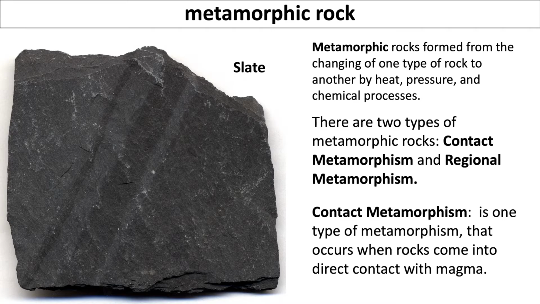There are two types of metamorphic rocks: contact metamorphism and regional metamorphism. Contact metamorphism occurs when rocks come into direct contact with magma. As shown in the image to the left, we can see the rock slate. The metamorphic rock slate forms when it comes into contact with magma.